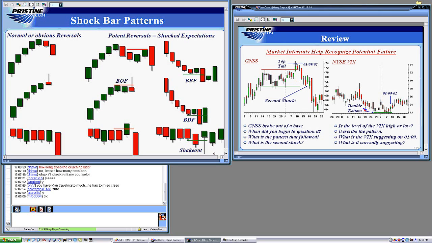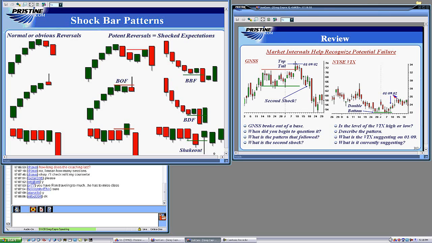But looking at the volatility index at the time, we see that the volatility index was retesting a prior low, or it's making a double bottom there. We're getting a bottoming tail in the VIX. Remember, the VIX is an inverse market internal gauge. When the VIX forms a bullish pattern, it's bearish for the market.